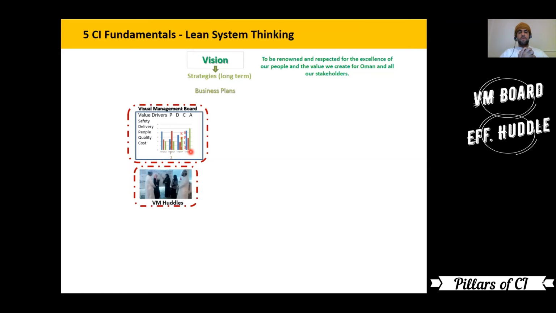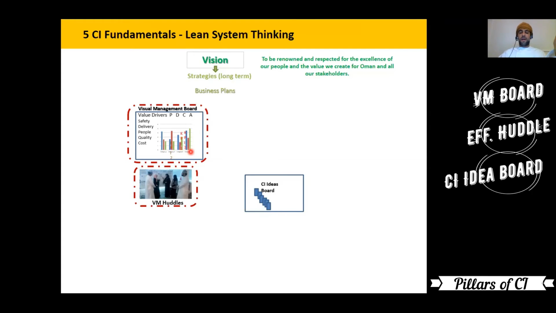The discussion will be around the VM, in a way like how we can be more proactive in improving our KPIs. And in case of any abnormalities or challenges within the KPIs, the discussion has to be around what improvement we need to come up with to ensure that the gaps or the obstacles that are stopping us from reaching our target get improved, get solved. So here comes the linkage between the visual management board and the CI ideas board. Whatever improvement the team is capturing while they are huddling needs to be reflected in the CI ideas board, as you can see here.